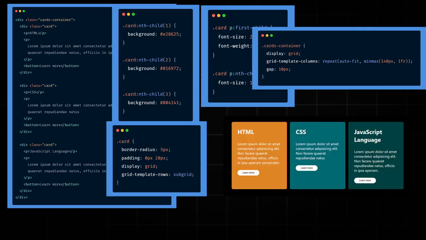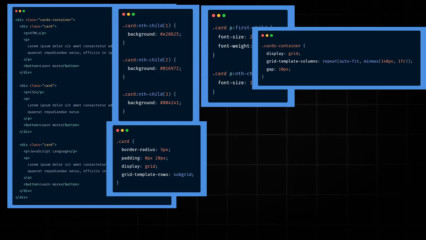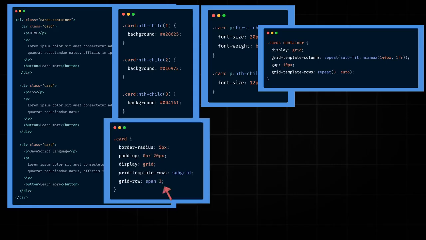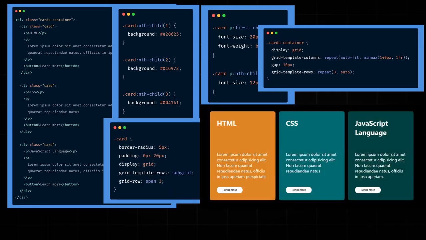In this case, we want each card to have 3 rows, one for the title, one for the description, and the last one for the buttons. And now, in the parent container, we add the grid template rows property and set it to auto, repeated for each part. And lastly, for the boxes, we add grid row span 3. Now everything is perfectly aligned.